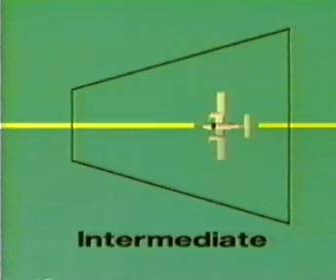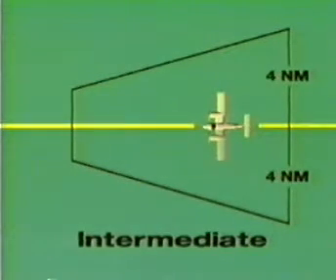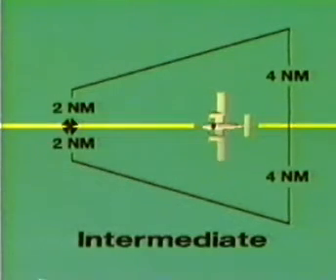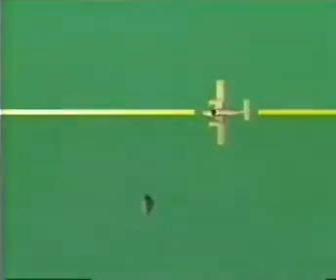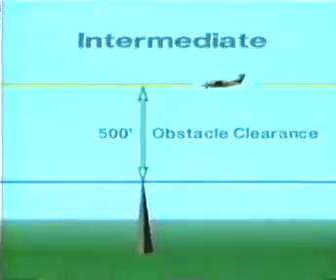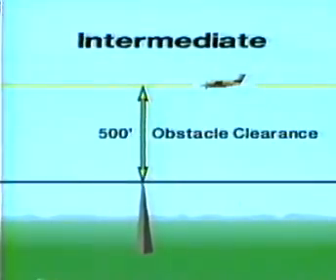The width of the intermediate segment, on the other hand, tapers from 4 nautical miles on either side of the course at the start of the segment to as little as 2 nautical miles at the start of the final approach segment. The intermediate segment provides you with a minimum of 500 feet of obstacle clearance.